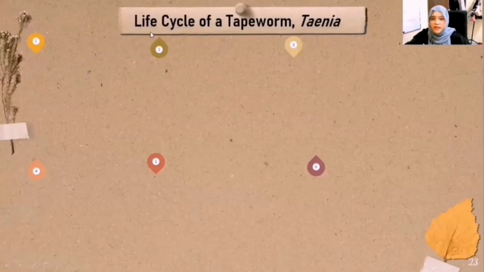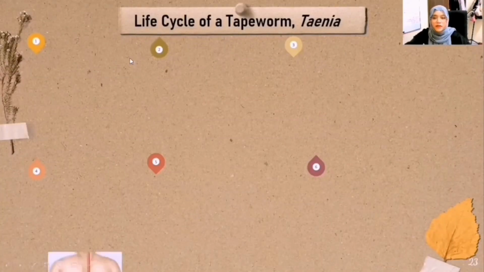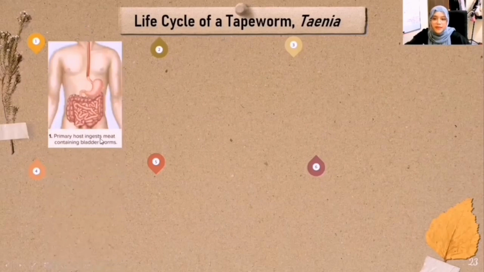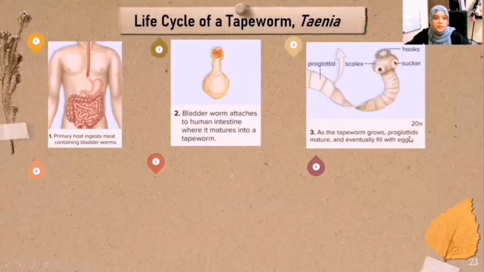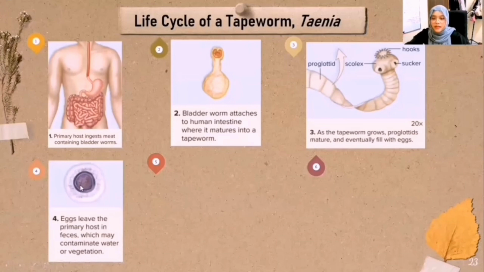So this is the life cycle of the tapeworm Taenia. First of all, the primary host will ingest meat containing bladder worms. And then the bladder worms will attach to the human intestine where they mature into a tapeworm. Next, as the tapeworm grows, proglottids will mature and eventually fill with eggs. This is the proglottid, it will fill with eggs. And then the eggs will leave the primary host in feces, which may contaminate water or vegetation.